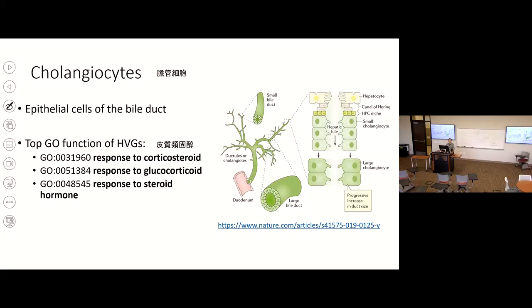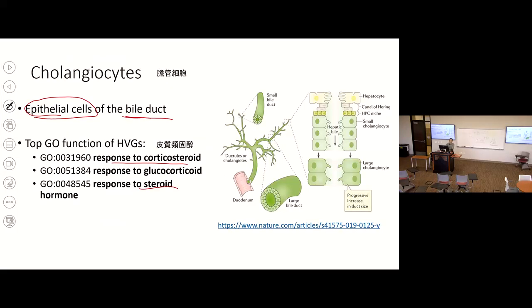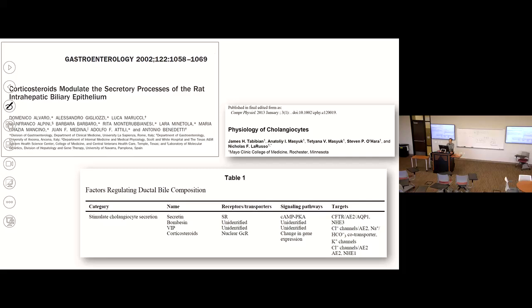And we also tried cholangiocytes. Cholangiocytes are very specific, epithelium cells in the bile duct, and we found a function which relates to the response to steroids, hormones, corticosteroids, and those are steroid hormones that stimulate the endocrine system. So one of the functions of this bile duct is to have sensor cells to sense the change of corticosteroids. So the function for cholangiocytes includes those sensors.